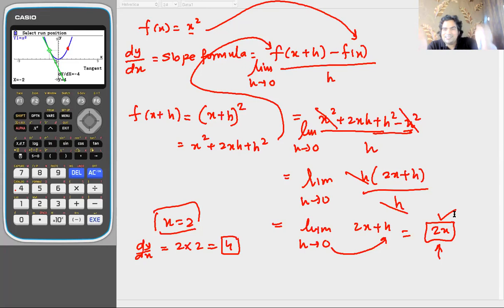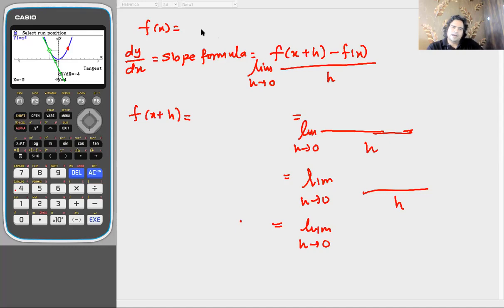So this is the backbone, or the basic building block, of any differentiation unit. The derivative is representing the slope formula for that particular curve at any given x value.